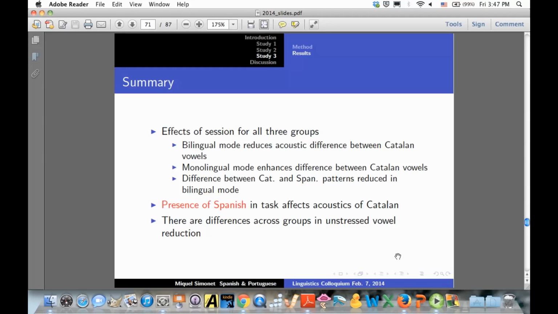Summary. There are effects of the session for all three groups, so that the bilingual mode reduces the acoustic difference between the Catalan vowels, the stressed and unstressed a. The monolingual mode enhances the difference between Catalan vowels. This is either one or the other. We don't know what's reduced or enhanced. Fact is that they are different. And also the difference between Catalan and Spanish patterns, the difference between how they behave in Catalan and how they behave in Spanish, reduces in the bilingual mode, where the two languages become more like each other.